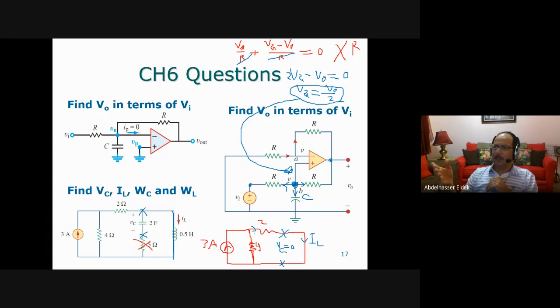And then in this case, WL will be 1/2 L times IL square. L is the inductance, which is 0.5 Henry. So 1/2 L, which is 0.5, times IL, which is 2, squared. This will be the energy stored in the inductor. So I hope that you do not have any problem in this one.